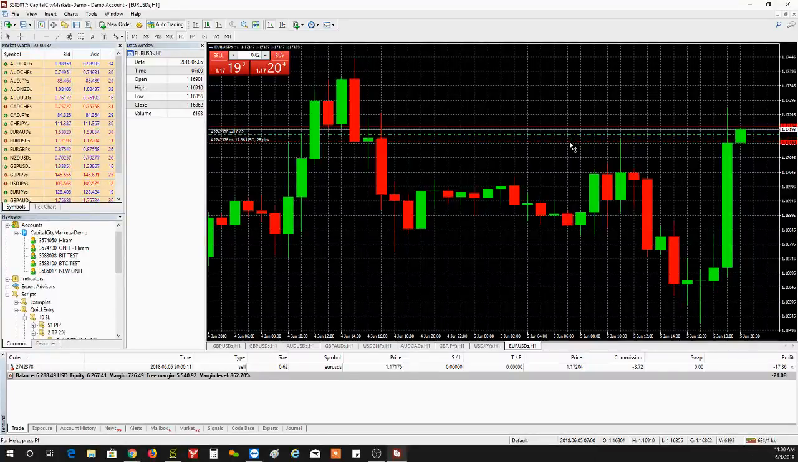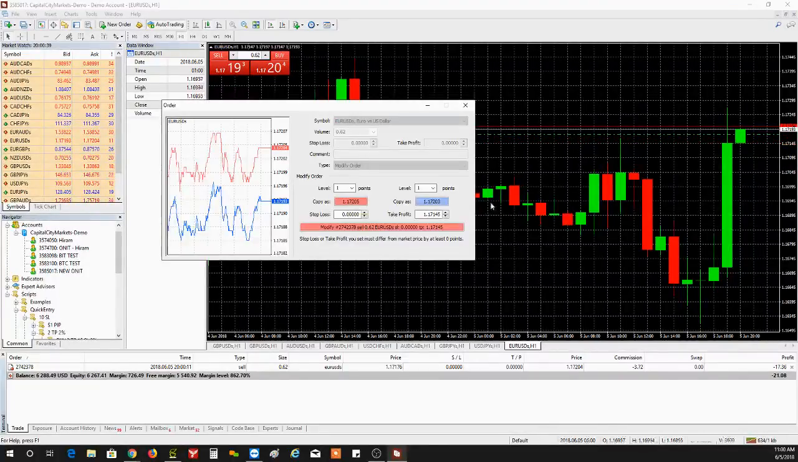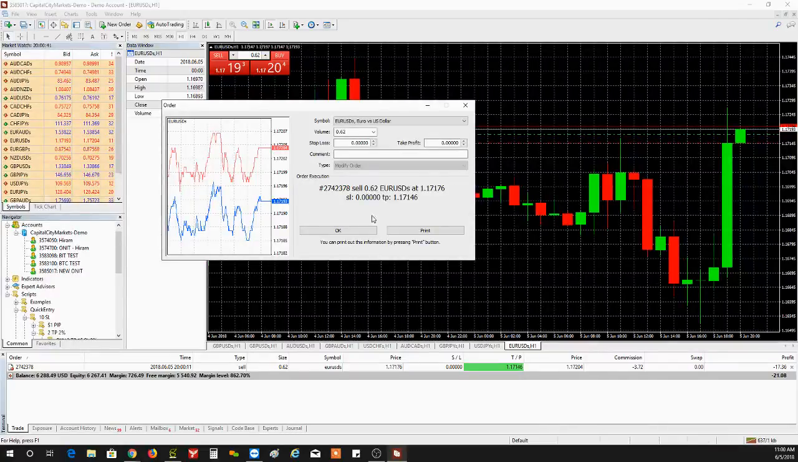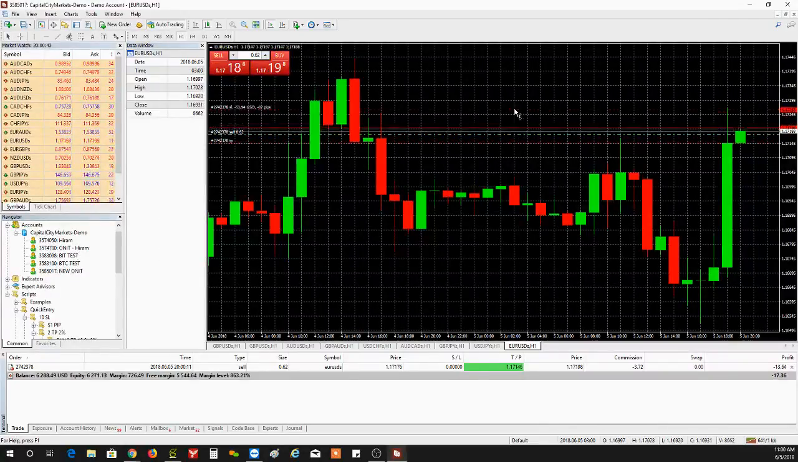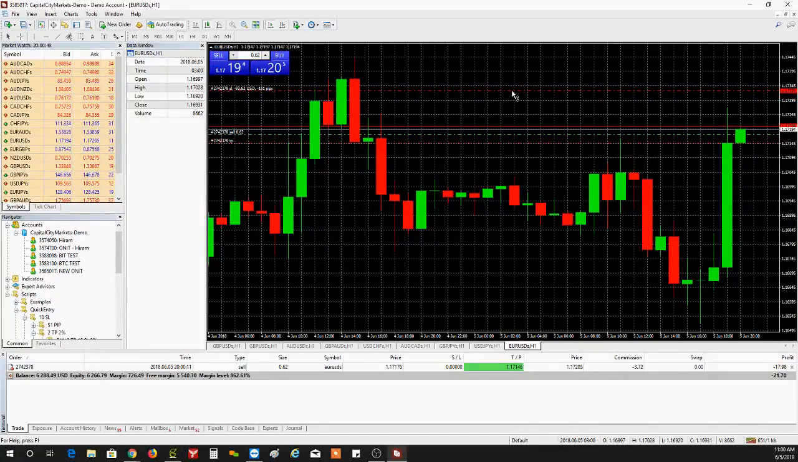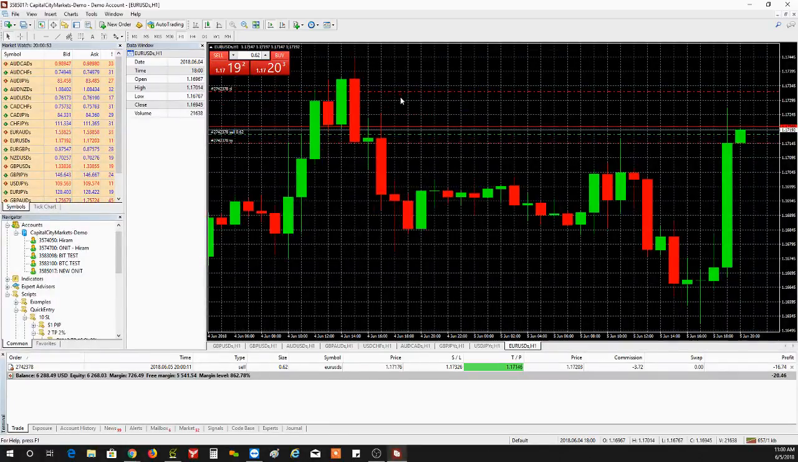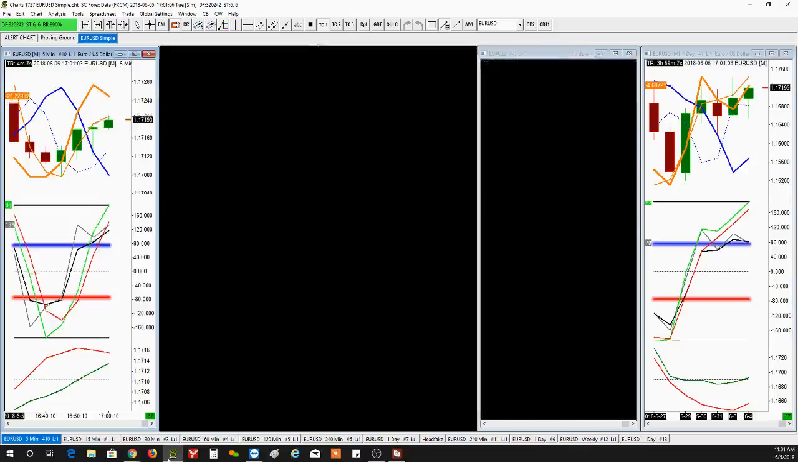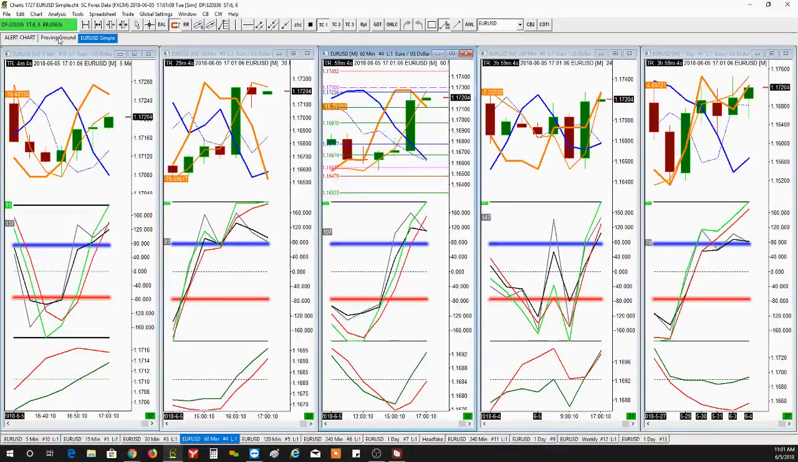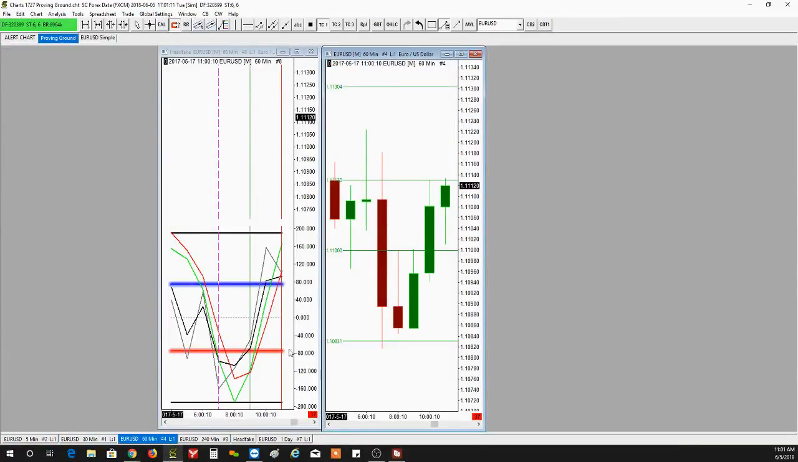Let me put this to a 3-pip take profit. And we'll put a 15-pip stop. So that should be 15 and 3. So that's perfect. Okay, so we'll leave that. And we'll come back here and go back to what we were looking at.